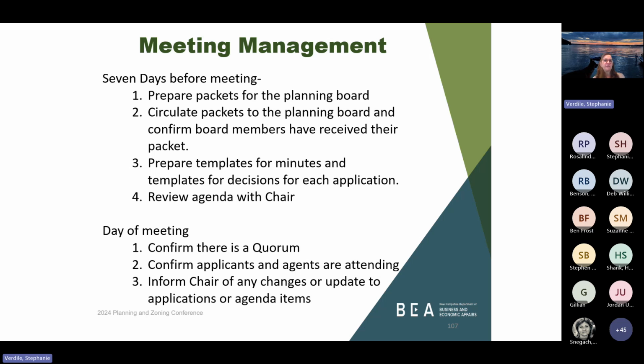Let them know, hey, you've got 5 applications, packets are going to be delivered such and such time. It's important that the planning board get their information as far in advance of the meeting. That way they can do their homework, and you can stress to them that they need to do their homework from the planning board packets. So make sure that you're giving them enough time to do their homework.